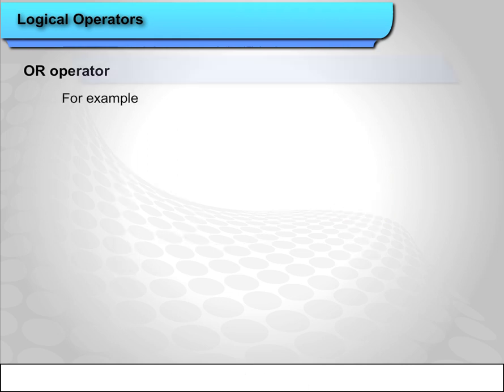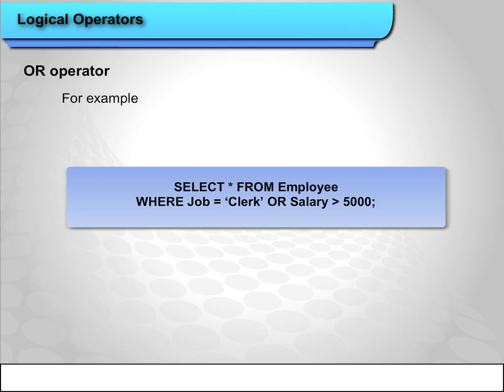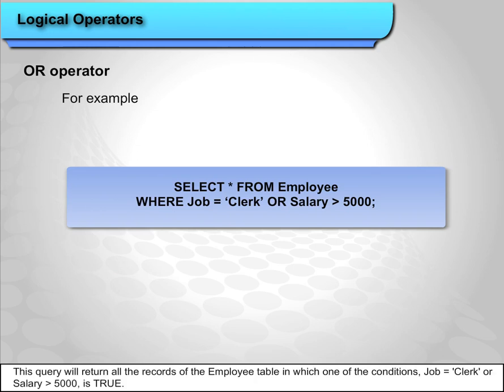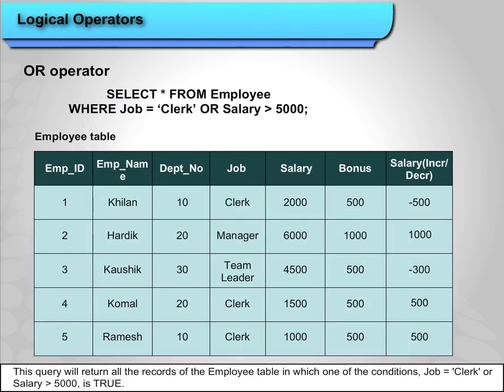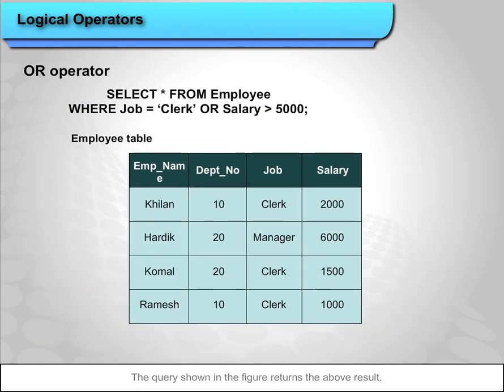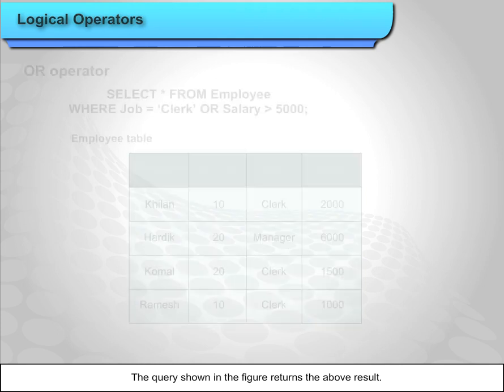For example, select all from employee where job is equal to clerk or salary greater than 5000. This query will return all the records of the employee table in which one of the conditions, job is equal to clerk or salary is greater than 5000, is true. The query shown in the figure returns the above result.